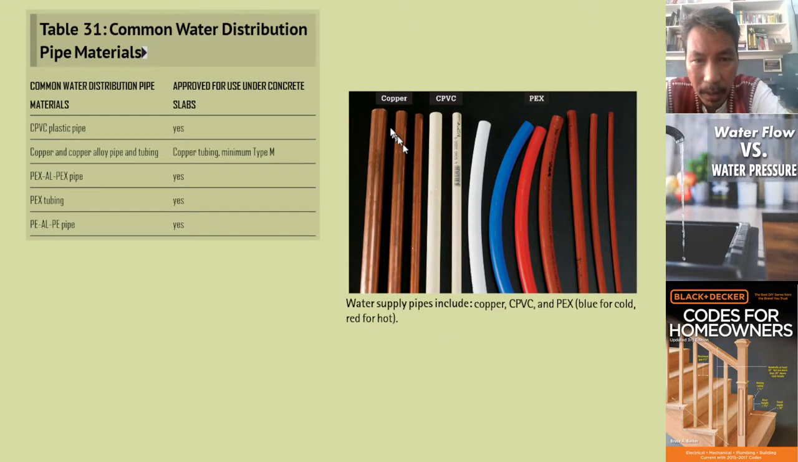So let's take a look at the pictures. Here we have the pictures of copper pipe, CPVC. PVC is the old one, CPVC is the new one. And PEX. PEX is quite flexible, but they are very expensive. They are flexible. Blue for cold, red for hot. So these are the common water distribution pipe materials.